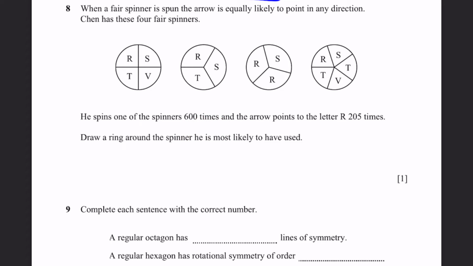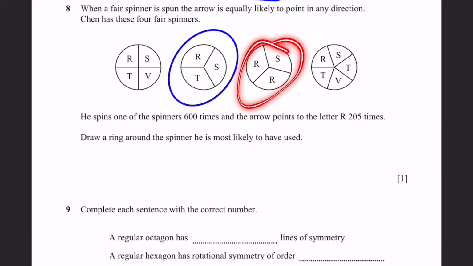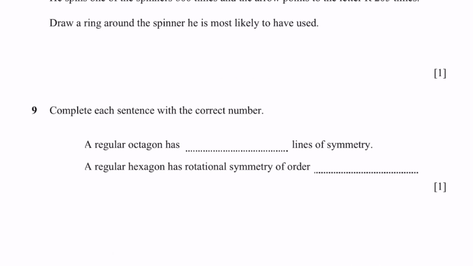And the 1 in 3 chance of R is in this spinner, and therefore we can draw a ring around that. There are 3 divisions, one of them is R. Why is it not this spinner? Of course, there are 3 divisions, but then there are 2 R's in those 3 divisions. That's why we don't do that. That's the answer.